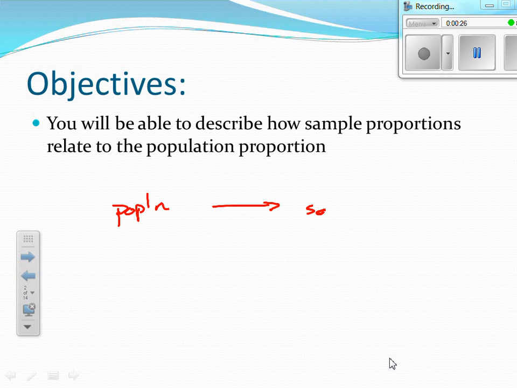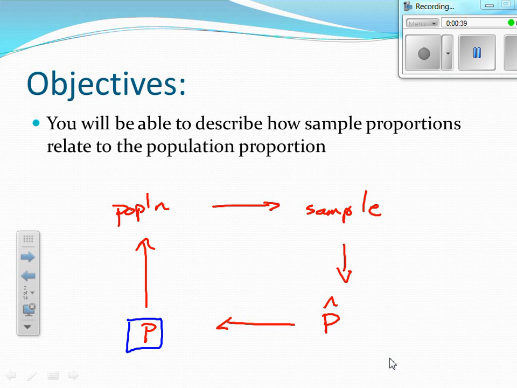We take a sample, and from that sample, we're going to get some kind of proportion, some kind of p hat. And if that's a good p hat, then we're going to say, all right, we think this is what the population proportion would be, which would just be represented by a p.